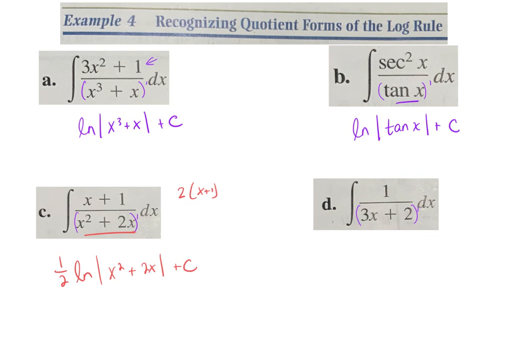Just like this last one, my derivative of this guy is 3. I don't have a 3 to deal with, so it would be a 1/3. 1/3 natural log of 3x plus 2 plus c. All right? So you can jump right to it if you can see what the substitution would yield. And you don't have to set up the whole u substitution if you can see immediately what you would divide or multiply by.